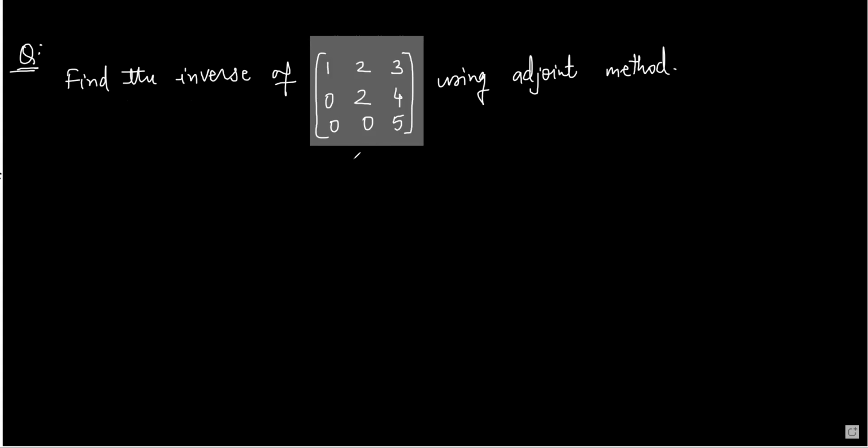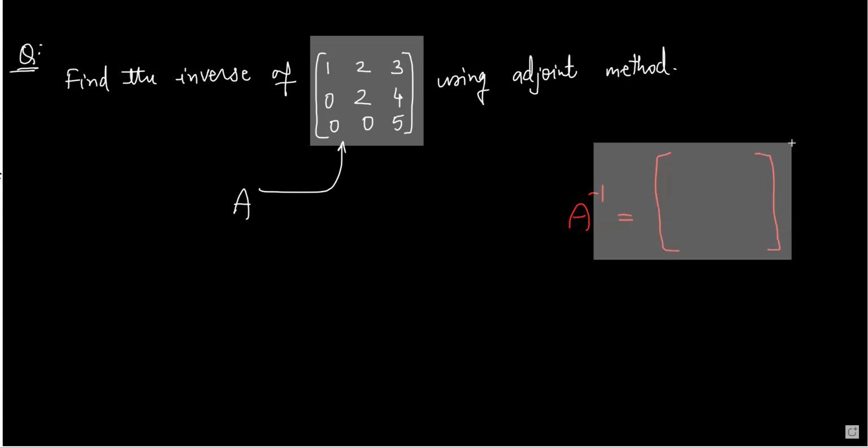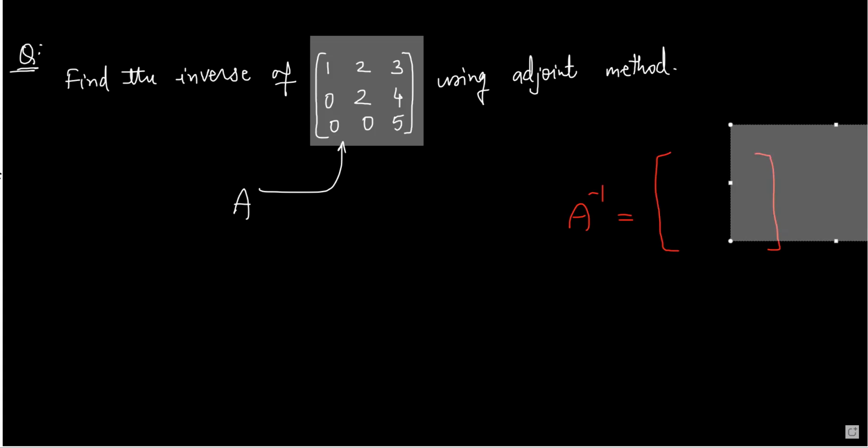See, first of all, if I take this matrix as A, what do I have to find? I have to find A inverse. What is A inverse? A inverse is also a matrix. What kind of matrix is A inverse? This matrix A inverse is a special matrix. Why special?